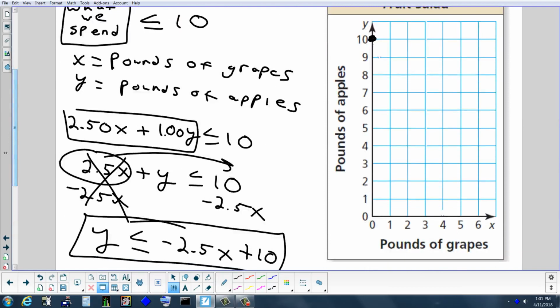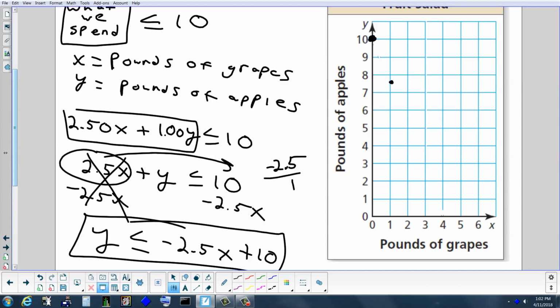Now this part's kind of tricky, because then you'd have negative 2.5 over 1. That means down 2.5, but it's kind of weird to put a decimal over a fraction. Well, we can still go down 2.5 though, right? So we go down 1, 2, and a half, and then over 1. It's not exact, so you just do the best you can. Well, a graph is never exact.